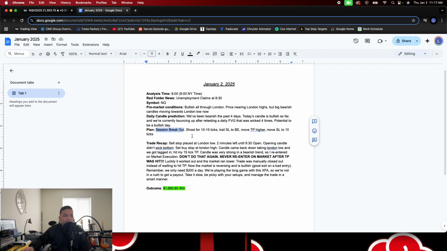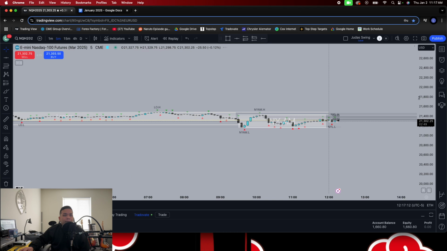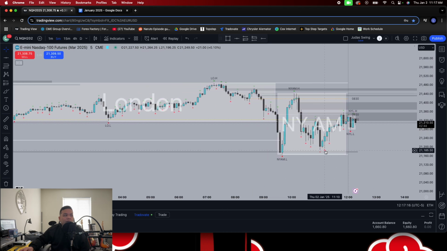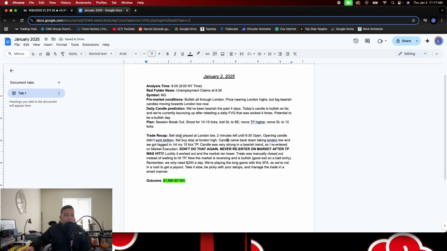And my plan was a session breakout, which was the London session. So my plan was to break the London session and shoot for 10 to 15 ticks, trail stop loss to break even, and then move to take profit higher, move stop loss to 10 ticks. And then let's recap the trade right here.